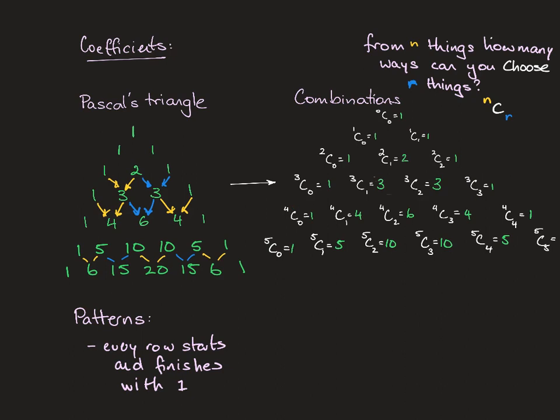For 4 items, you can choose no items. You can choose 1 item, and there's 4 ways to do that. From 4 items, there are 6 ways to choose 2 items, etc. I'll show you how to do this on your CAS calculator and by hand in another video. But for now, just follow the pattern.